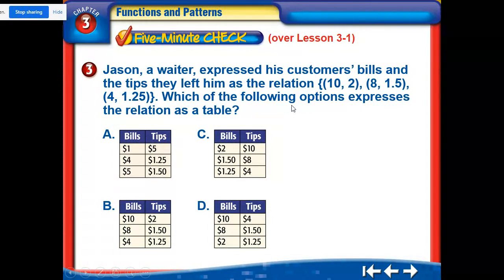All right, and now making a table out of this. So the first one should be 10, 2. So 10, 2, we got it already. Only one of them has 10, 2 in the right order.